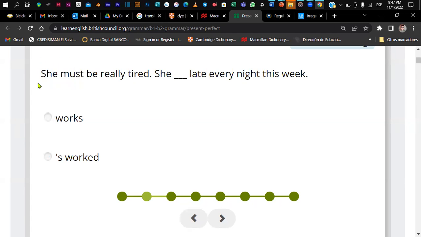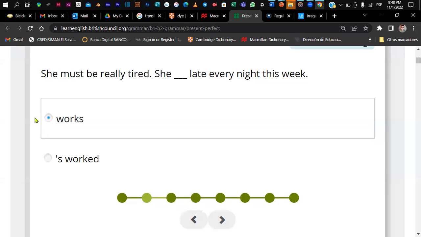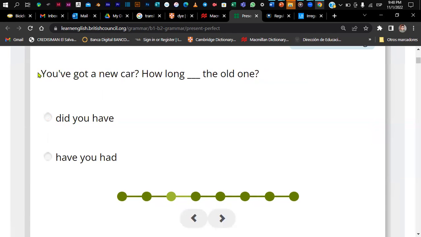She must be really tired. She works late every night this week. Works? Yes. Works. Simple present tense. Okay. Next one.